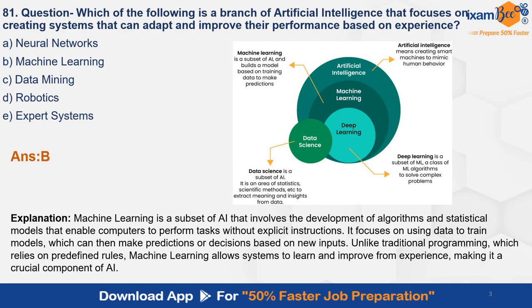So machine learning is a field that enables computers to perform tasks without explicit instructions, and it focuses on developing algorithms and statistical models that use data to learn patterns and make predictions, unlike traditional programming where rules are explicitly coded. So ML allows systems to improve with experience.